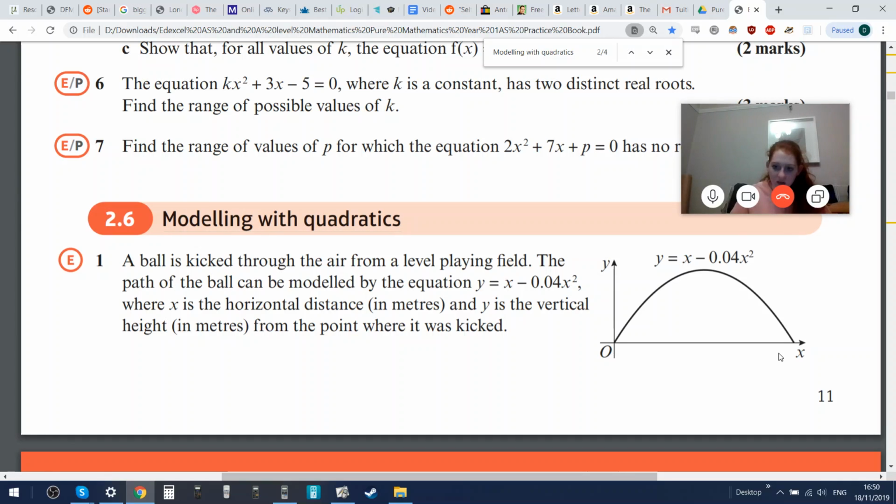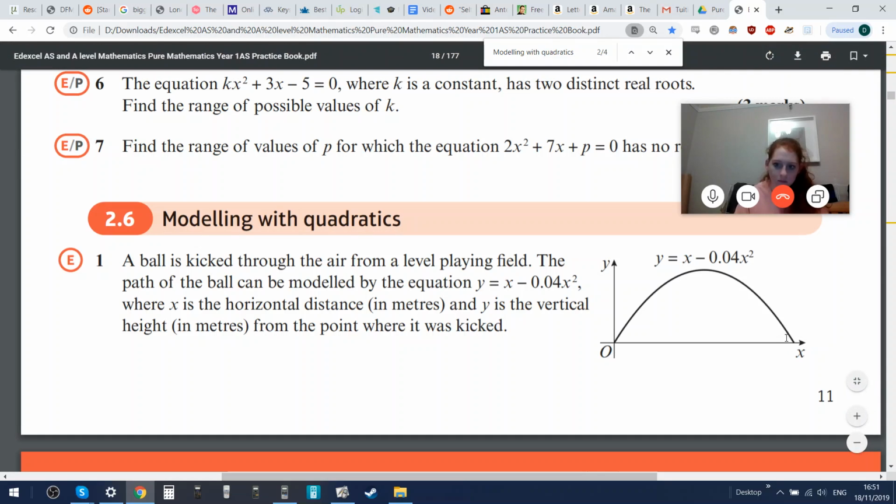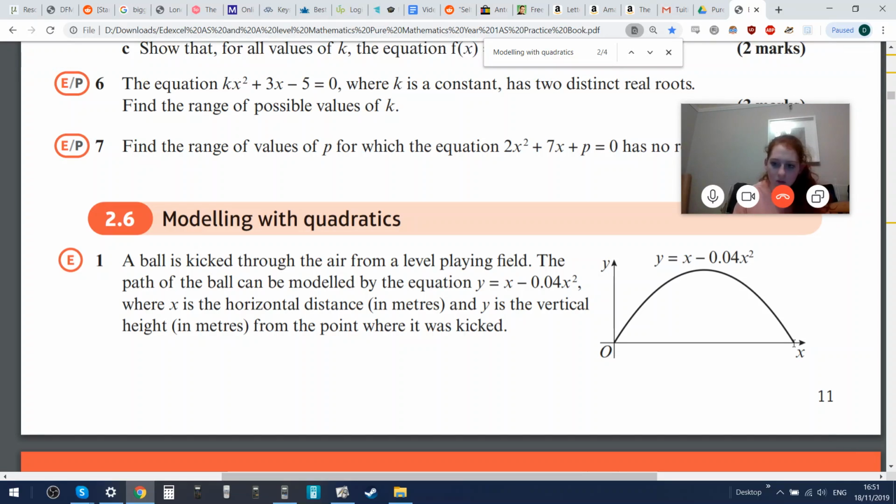Will we be finding it for x? Yeah. So it starts at 0, it's kicked, and it falls back down here. And so how would you find the distance that it travelled? Will it just be when x equals 0? When x is 0, y is 0. So that would be here.